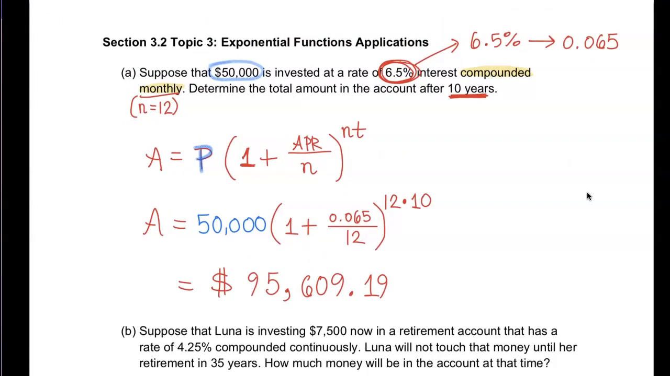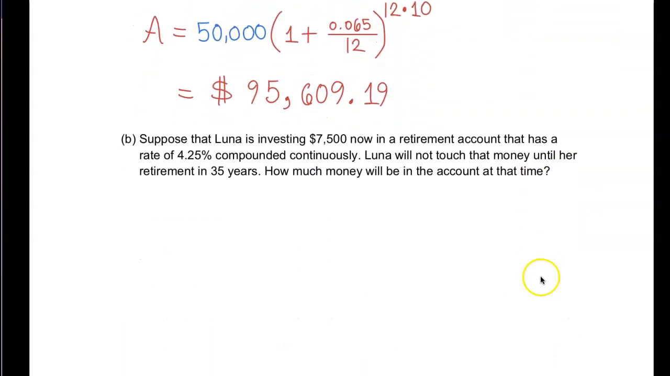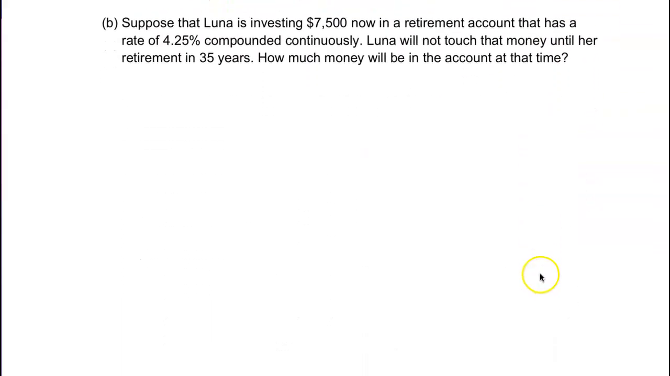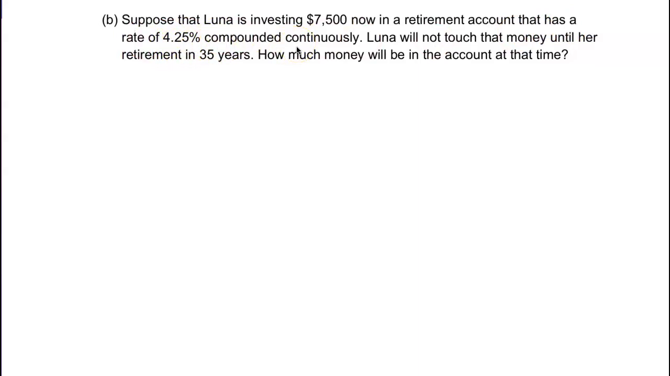Let's try another example on part B. Suppose that Luna is investing $7,500 now in a retirement account that has a rate of 4.25% compounded continuously. Now, we can't be dividing by infinity or raising a base to infinity times however many years power.